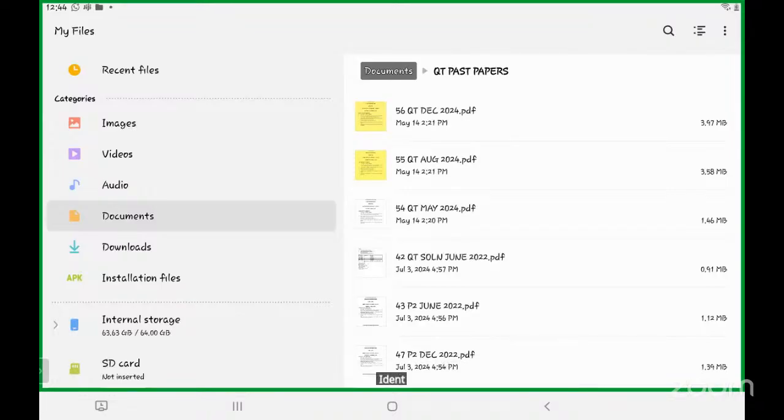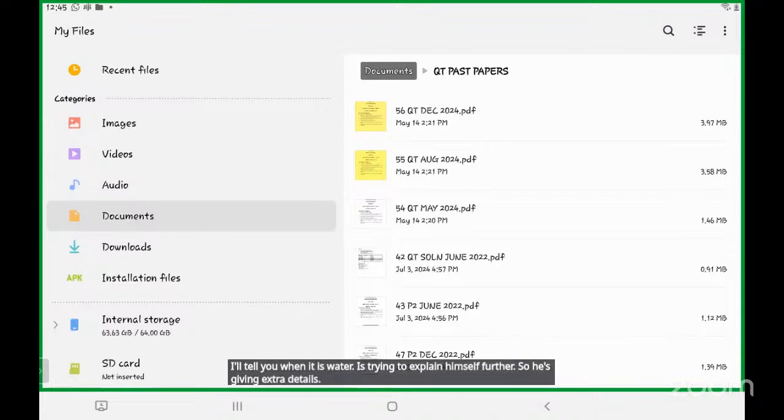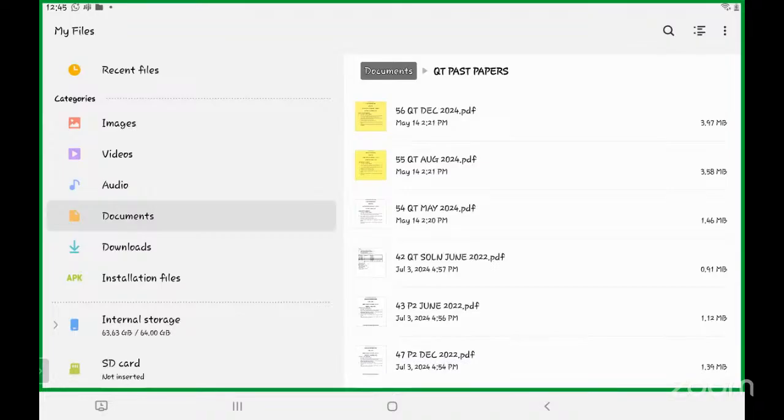Actually, when it is worded, the examiner is trying to explain himself further. So he's giving extra details. So you may use what you don't need because it has been provided. Yeah, I get what you mean.